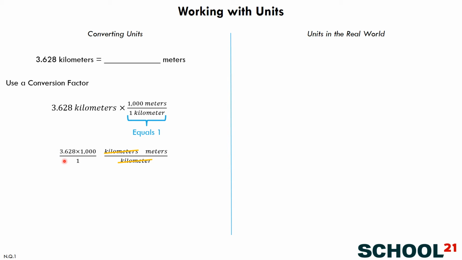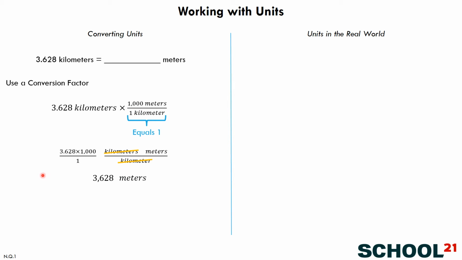3.628 times 1,000, you might know that just moves the decimal place 3 times. So that's 3,628. Of course, divided by 1, it just keeps it the same. Mm-hmm. And then what do we have for the units? Well, the kilometers canceled out. So all we have is meters. So the answer to this problem up here is 3,628 meters. And you did that by using a conversion factor. Even if you did it in your head, that's what your head was doing.